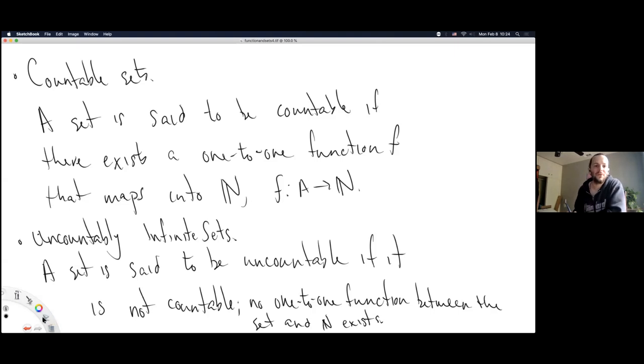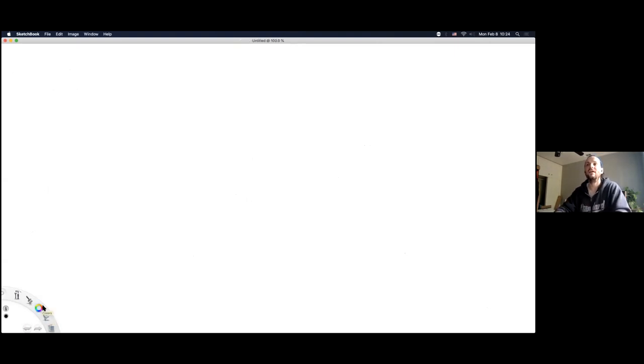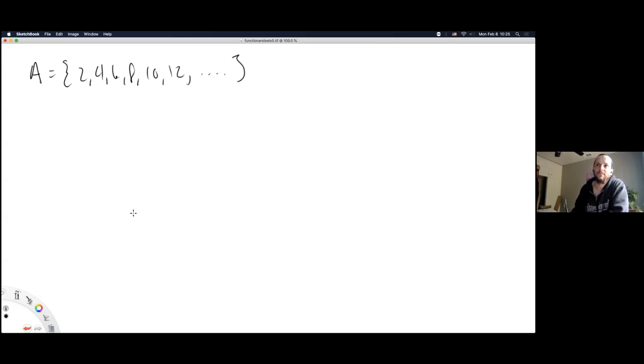Okay, let's do some quick examples. Let's just pick out the positive even numbers. Do we all agree that the positive even numbers just kind of go on forever? Yes. Yep. They tend to infinity as well. So this would be a countable set.